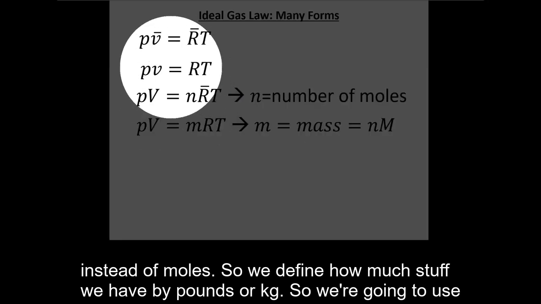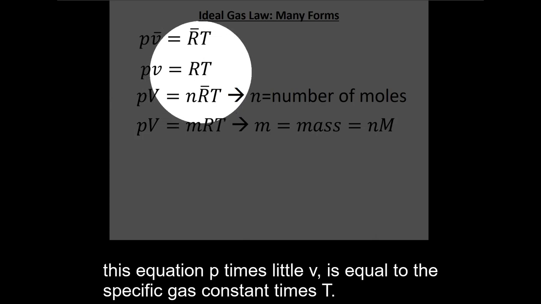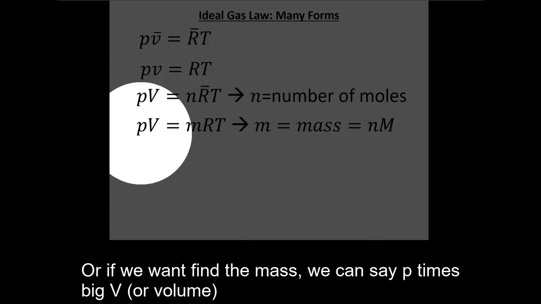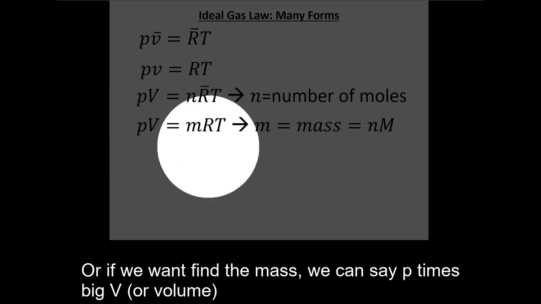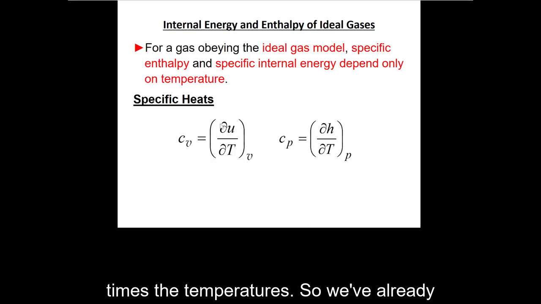So we're going to use this equation, P times little v is equal to the specific gas constant times T. Or if we want to find the mass, we can say P times big V, or volume, is equal to mass times the specific gas constant times the temperature.